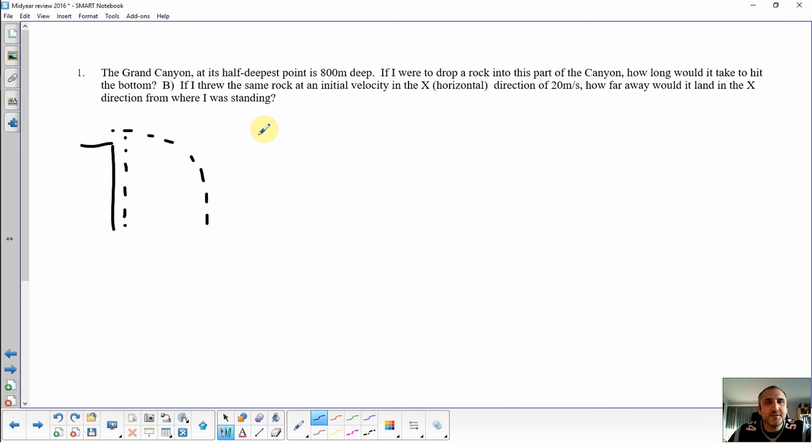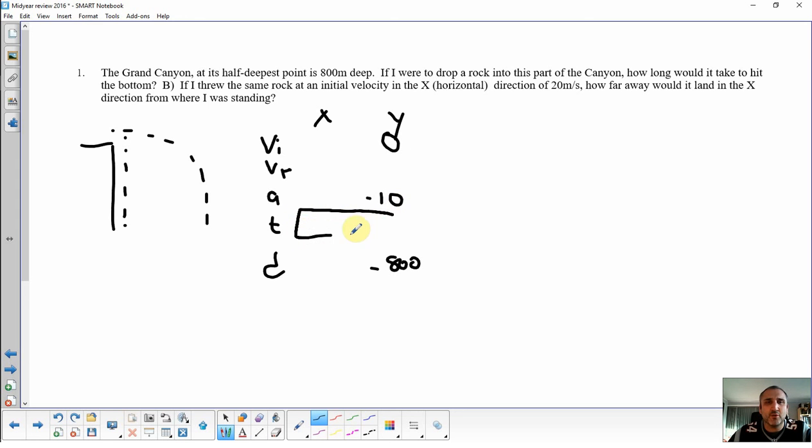So, we can start off with a chart, VI, VF, A, T, D. And I'm actually going to try and answer both of these at the same time. The first part of the question deals strictly with the Y. All right, so we know that the Grand Canyon's 800 meters deep, so I'm going to fall 800 meters. I'm going to have an acceleration of negative 10, and my initial velocity is 0. Okay, and I'm going to be able to figure out the time here, which is the same time as if I threw it off the cliff. So I'm actually going to draw a nice old box to say, hey, these are the same time.